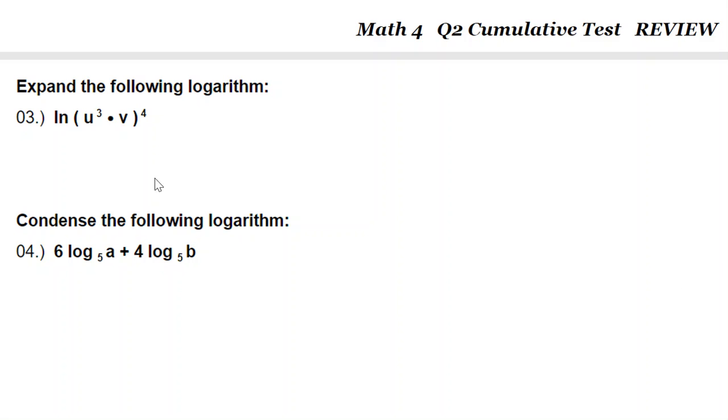Now, for this one, I guess the best thing would be to distribute the 4 first. That would look like this. And then you would say 12 natural log u plus 4 natural log v.